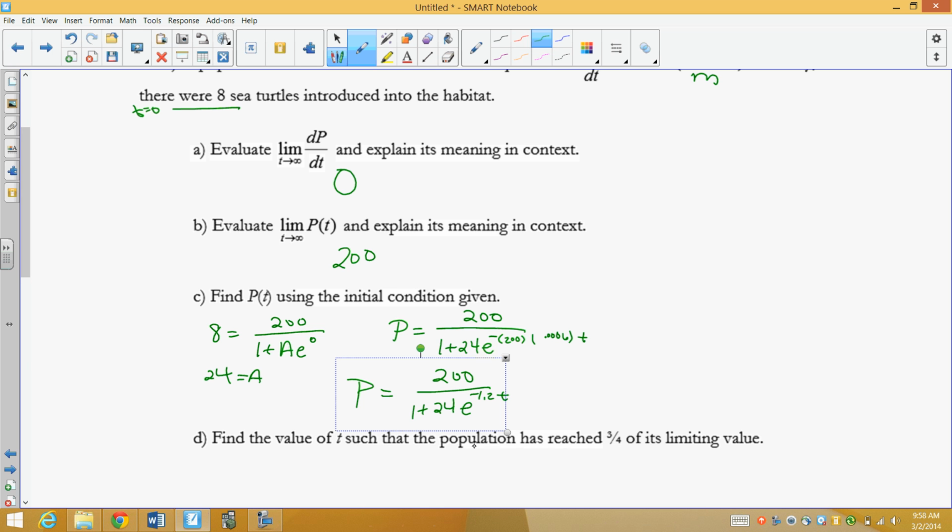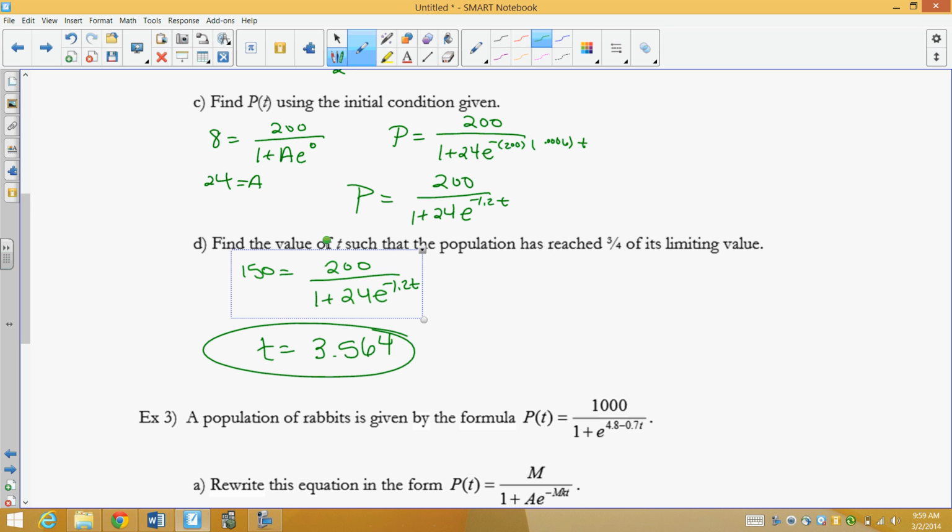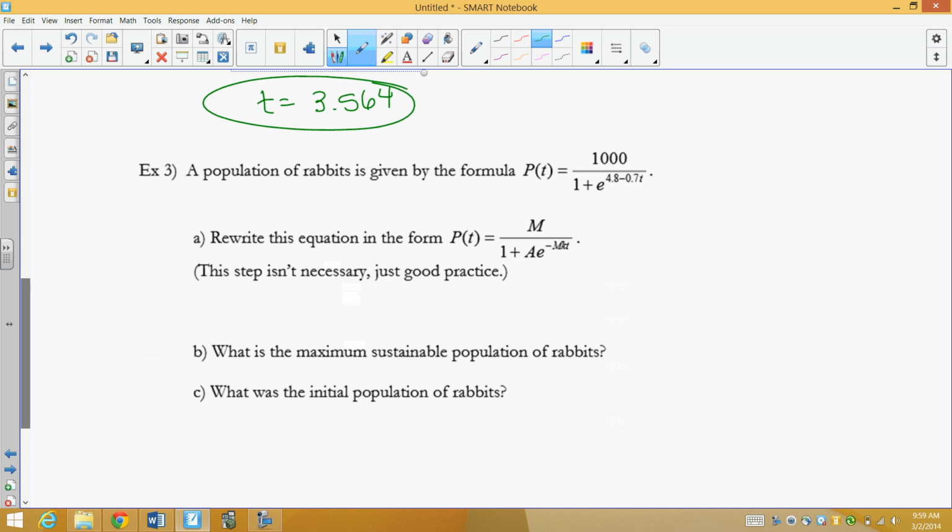And then last but not least, find the value of t such that the population has reached 3/4 of its limiting value. So we're just going to say, all right, what's 3/4 of 200? That's 150. So I want to know what value of t solves this equation. And honestly, you could just put this in your calculator, cross multiply, solve. I'm not going to do all that just to save us a little bit of time, because I think you could do that on your own. We get 3.564. Okay? All right, let's look at the next one.